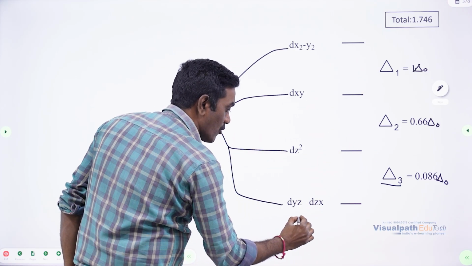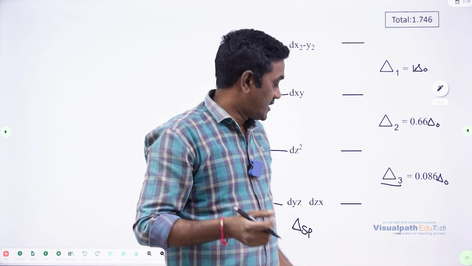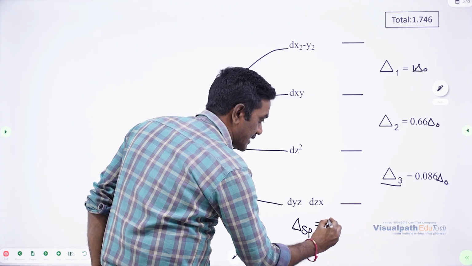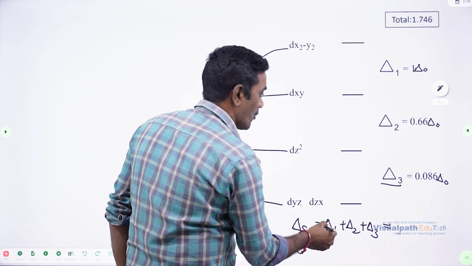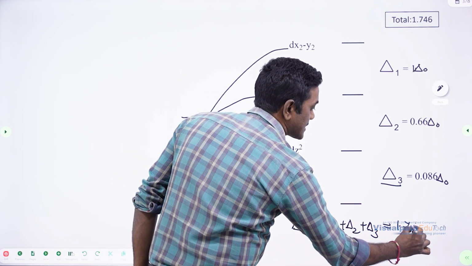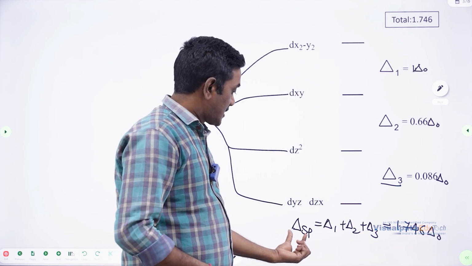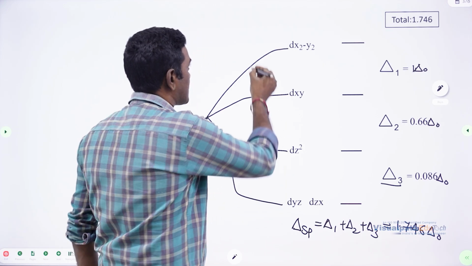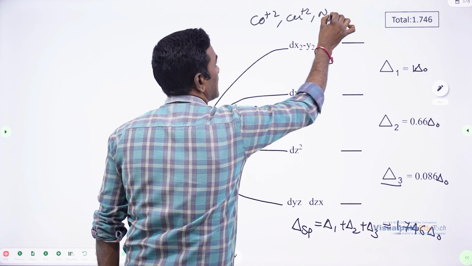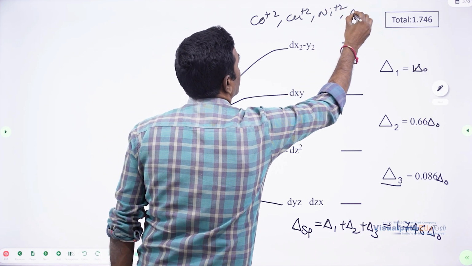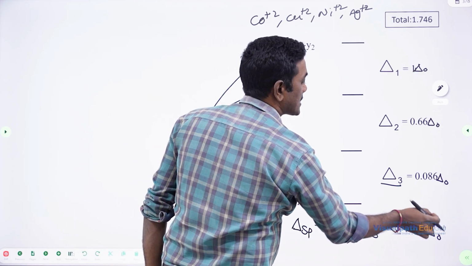These all are the splittings. And so the overall splitting delta SP, that is the splitting in a square planar complex, is equal to delta 1 plus delta 2 plus delta 3. How much is it going to be? It's going to be 1.746 delta naught. This square planar splitting is for which examples we already discussed in the previous slide? Cobalt, copper, nickel plus 2 and Az plus 2, etc. For these, delta SP is going to be 1.746 delta naught.